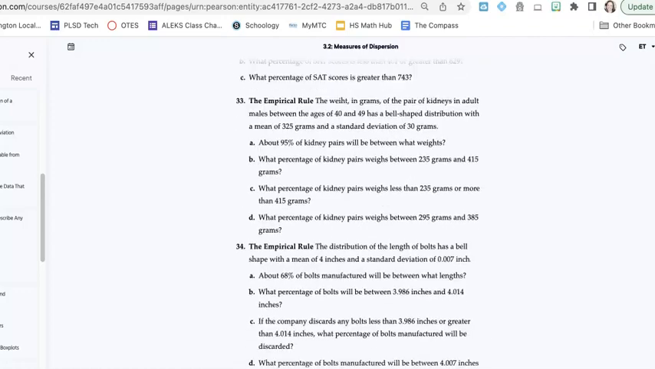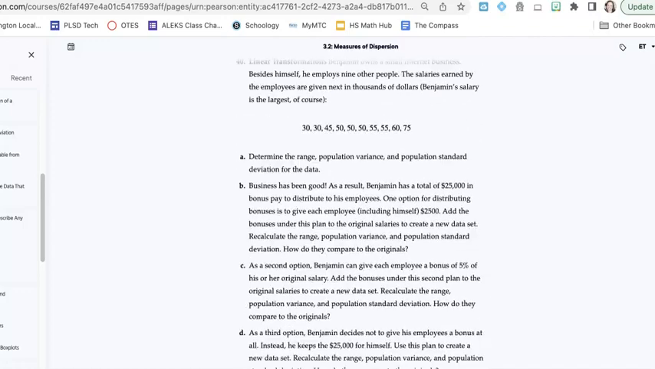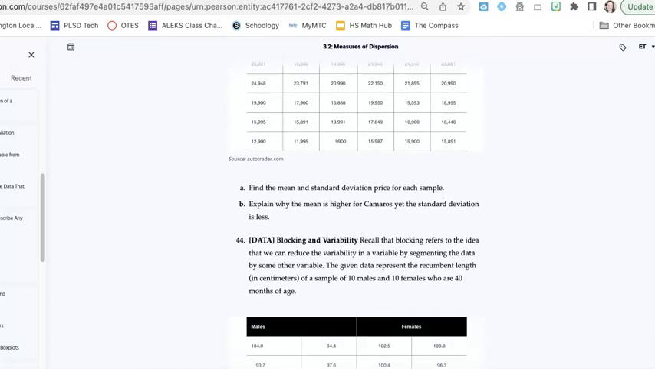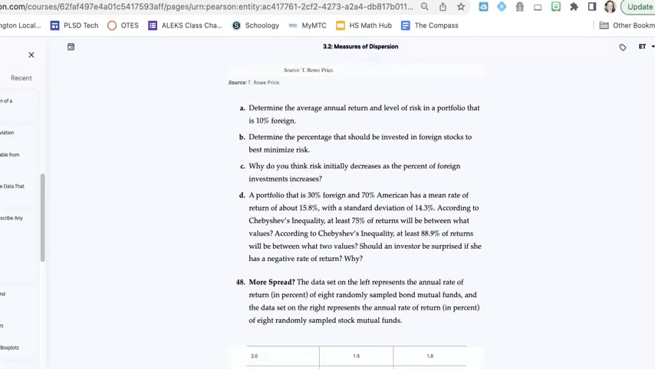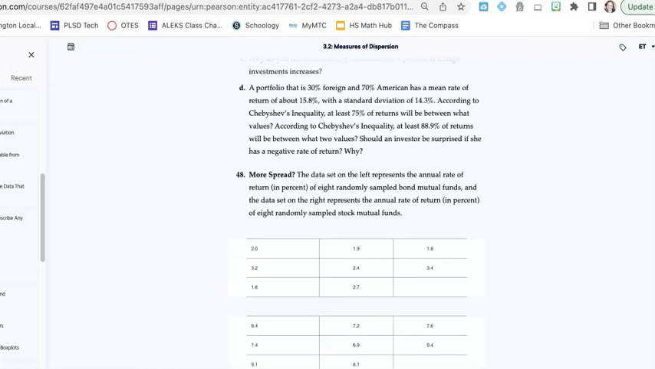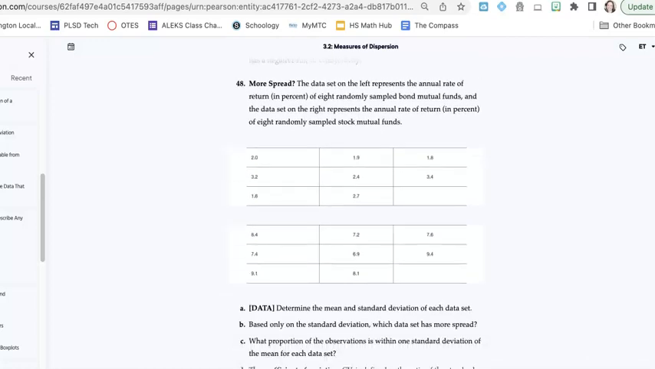All right, next I am headed, I believe, to 48, maybe. Yes. Okay, so 48 says the data set on the left, but here it's underneath, so it's the top, represents the annual rate of return in percent of 8 randomly sampled bond mutual funds. Data on the right, underneath, represents annual rate of return in percent of 8 randomly sampled stock mutual funds. So we have bond mutual funds, stock mutual funds.